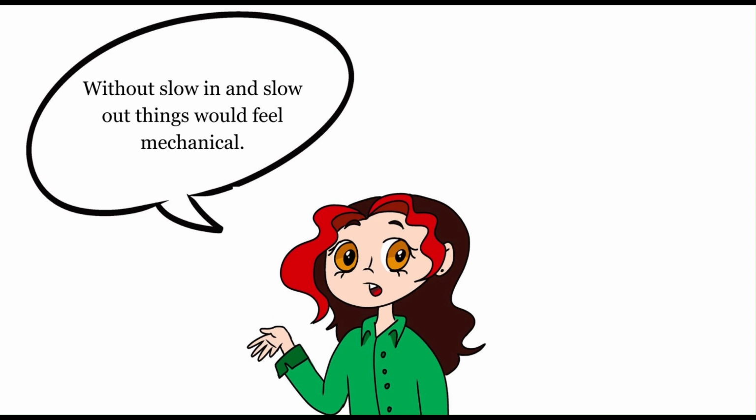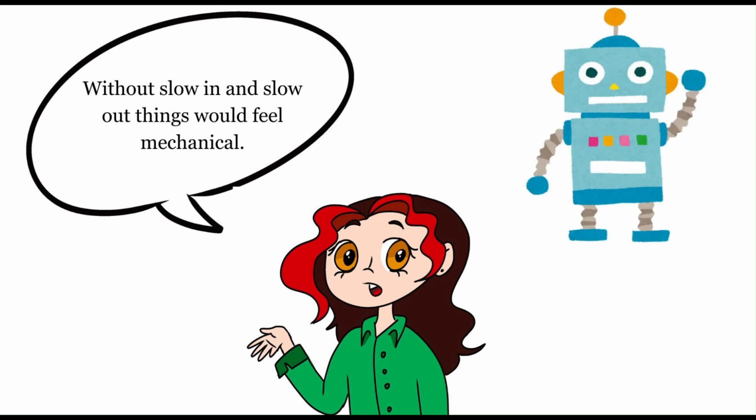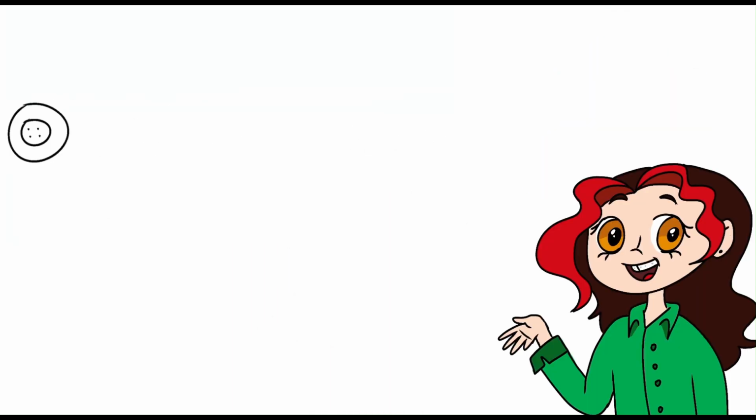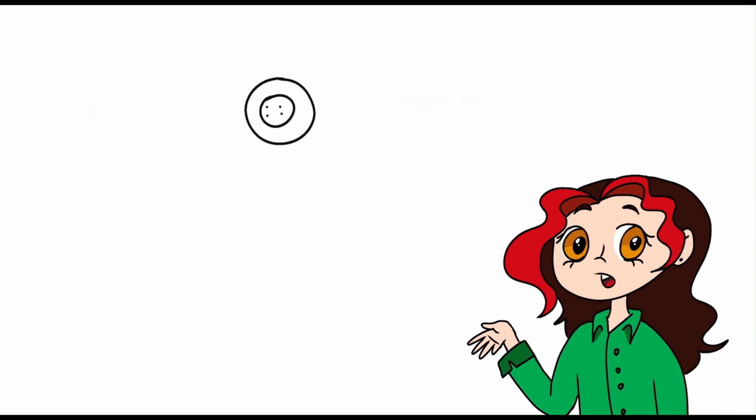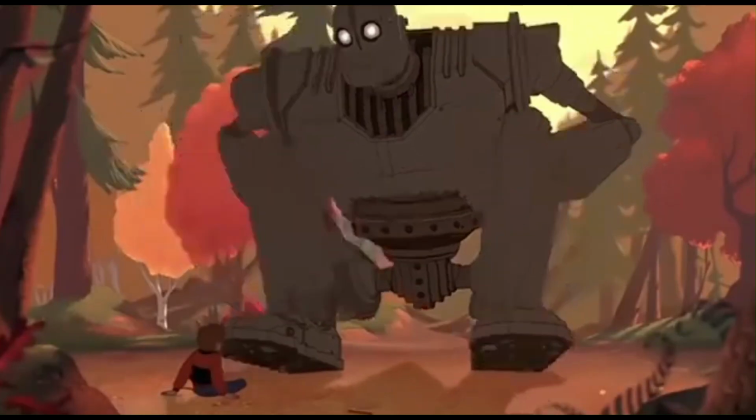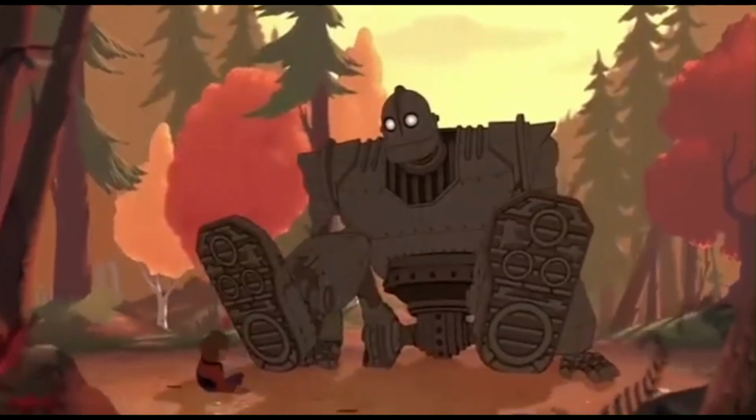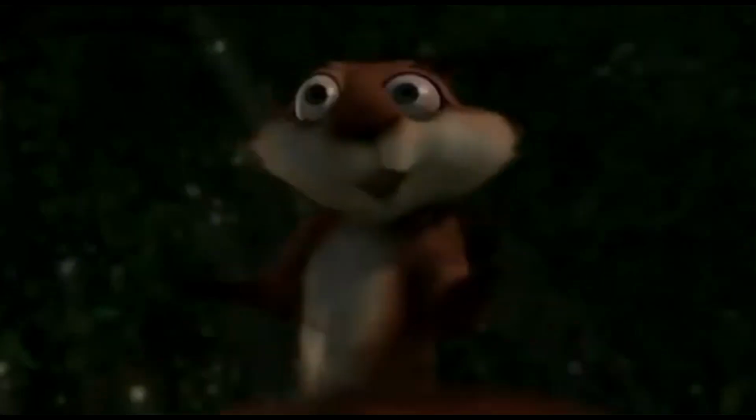Without slow in and slow out, things feel mechanical. For example, our wheel will look like this instead of this, just like robots move their parts at a constant speed. We can see slow in and slow out in many movies, giving them that naturalness and reflecting how faster the movement will appear.